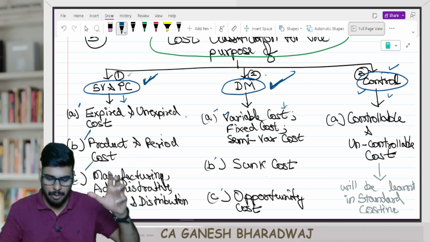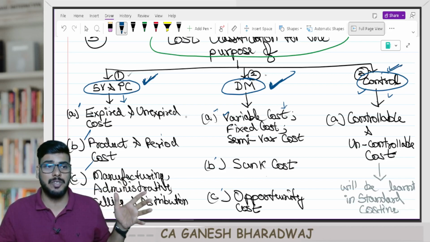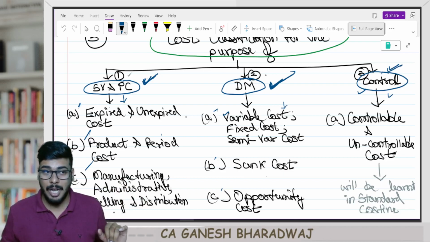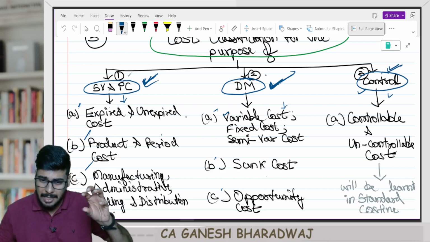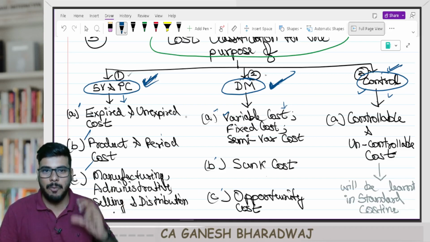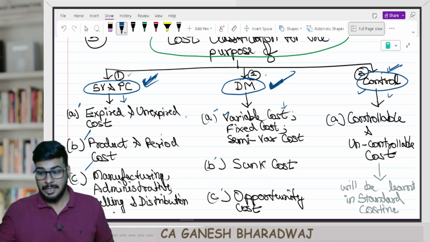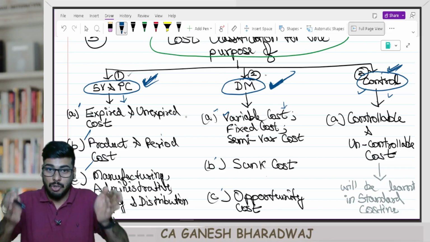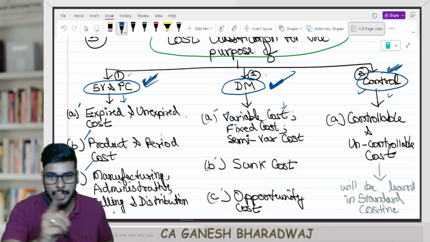Certain chapters will achieve objective 1, certain chapters will achieve objective 2, certain chapters will achieve objective 3, certain chapters will achieve all the 3 objectives. For example, there is a chapter called material cost. In material cost, certain concepts revolve around stock valuation, profit computation. Certain concepts revolve around decision making. Certain concepts revolve around control also. So concept wise, you should know from which perspective you should look at cost. Guys, are you clear with this?